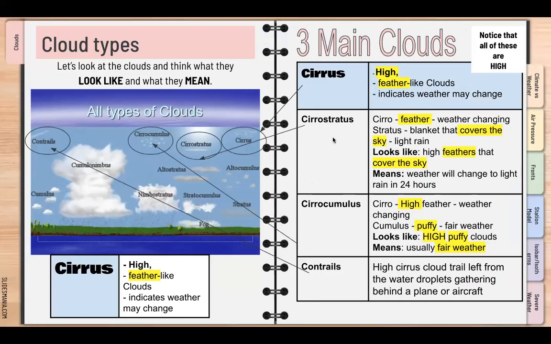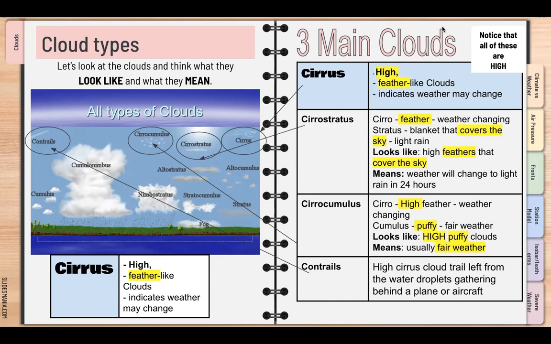So the first cloud type we're going to look at is what we call our cirrus clouds. Cirrus clouds are, first of all, high clouds, so they're the ones that we see way up in the sky. And they're the ones that kind of remind us of feathers. Now, when we see a cirrus cloud in the sky, that indicates that there's going to be some sort of weather change. If you look over to the right of your screen, we can take the cirrus clouds and combine them with other types of clouds to get a couple of different meanings.